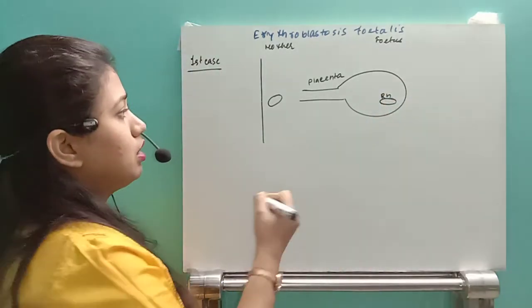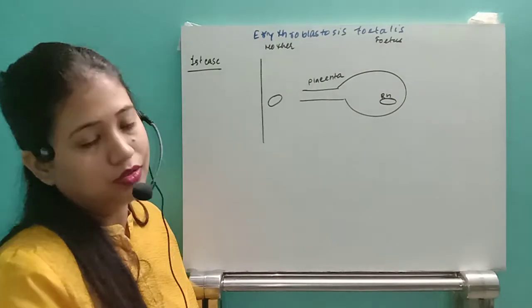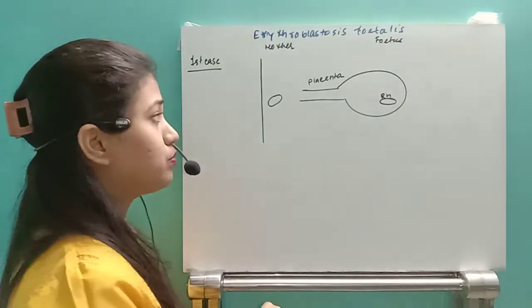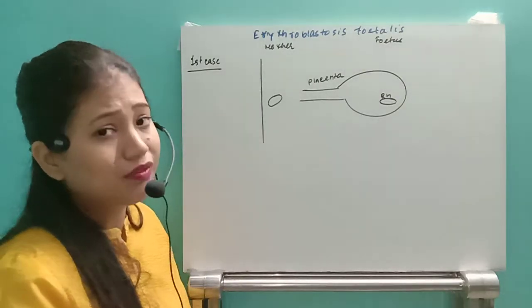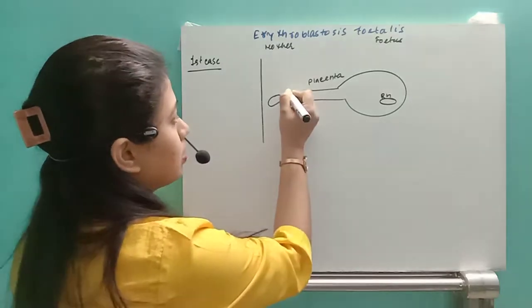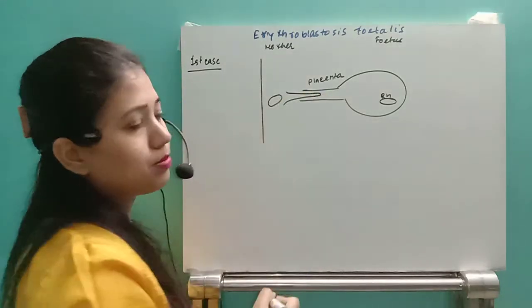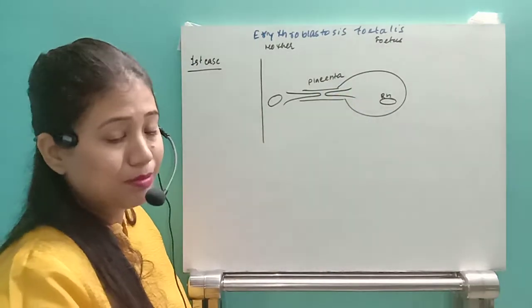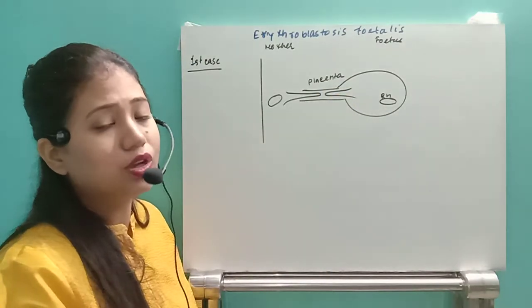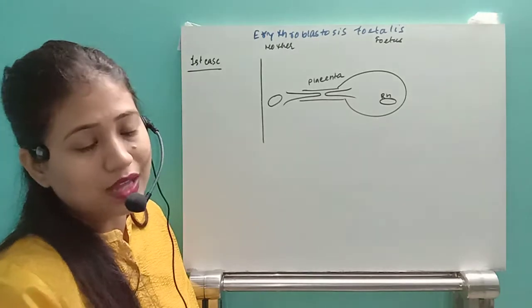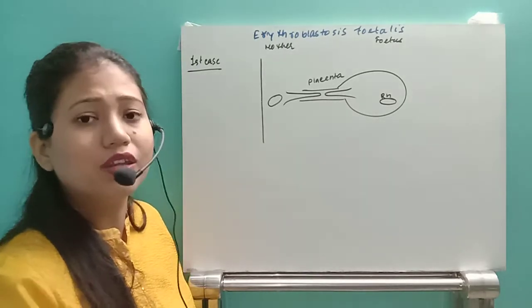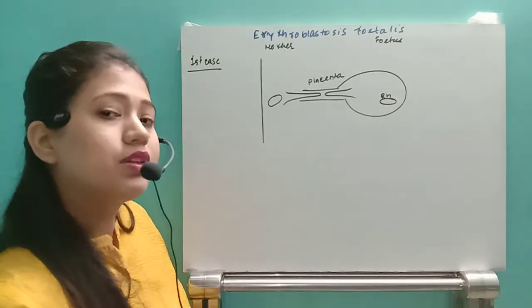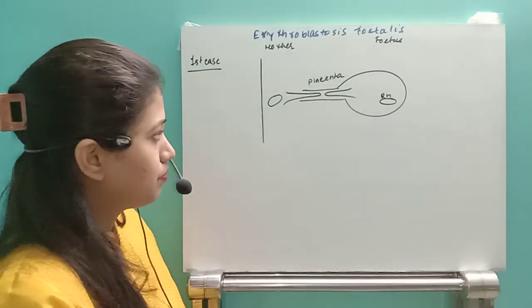First of all, there is no mixing of blood. Remember one thing, the mother's blood and the fetal blood will never mix. Maternal blood will come to one half of the placenta and fetal blood to the other part, but they are not going to mix. Only the exchange of gases, nutrients, and waste products takes place between the fetal blood and the maternal blood.